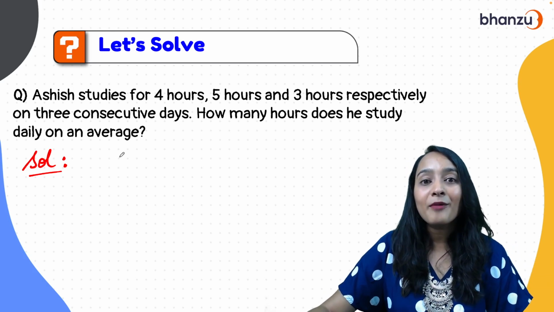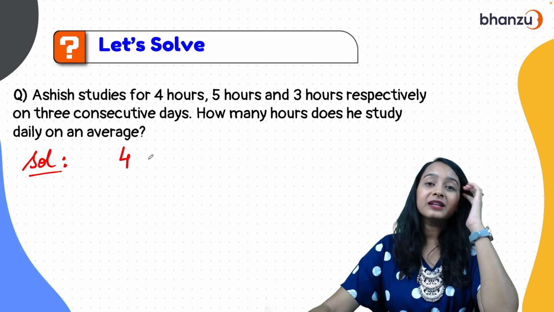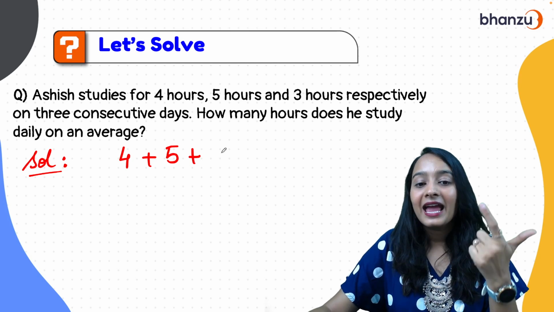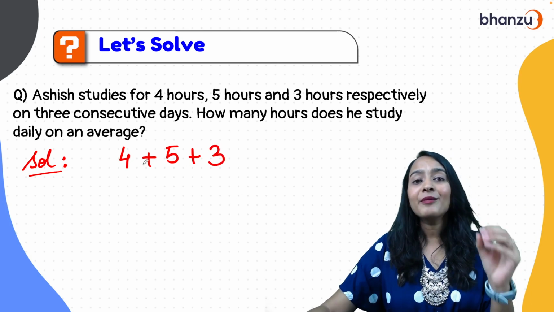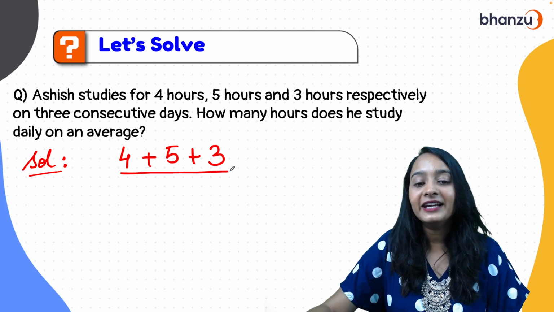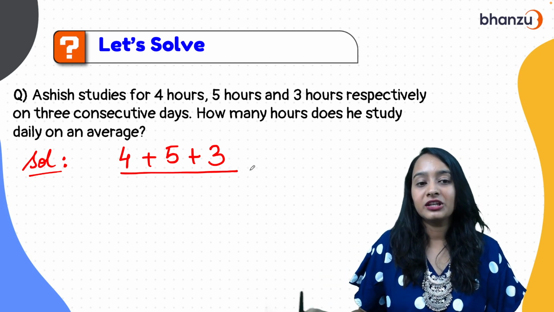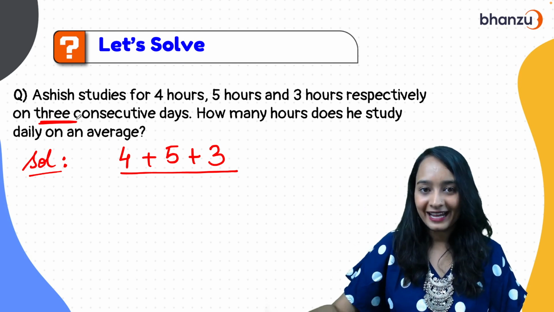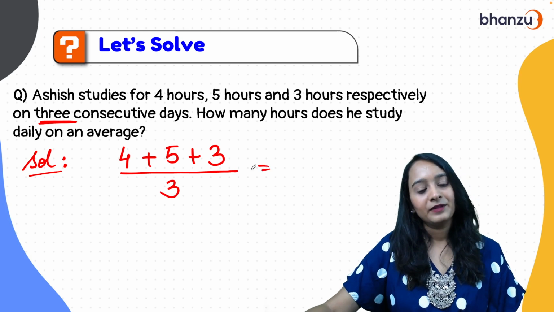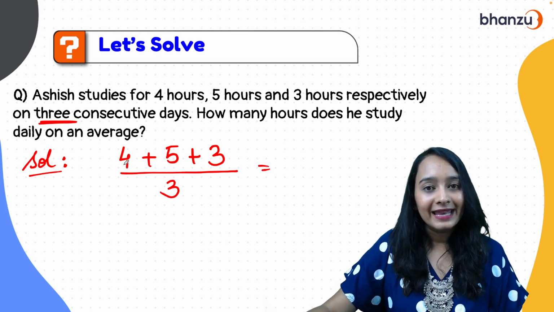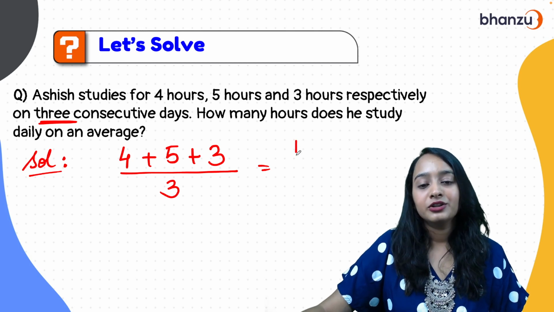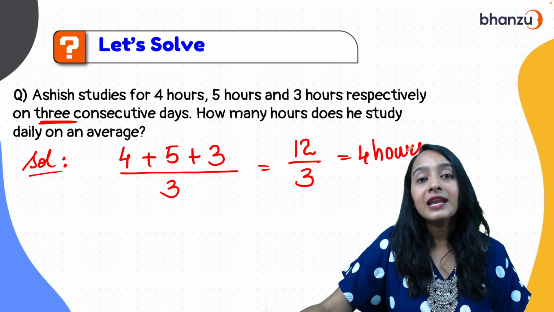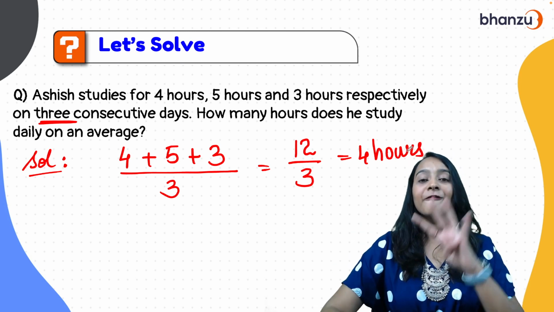So what do we do? Sum of all the observations. What are the observations that we have? He studied 4 hours on the first day, 5 hours on the second day, and 3 hours on the third day. So sum of all the observations divided by the total number of observations. How many total number of observations are there? 3. We only observed for 3 days, right? So that's why divide by 3. So here 5 plus 4 will give you 9. 9 plus 3 will give you 12, divided by 3, which equals 4 hours. So on an average, Ashish has studied 4 hours.